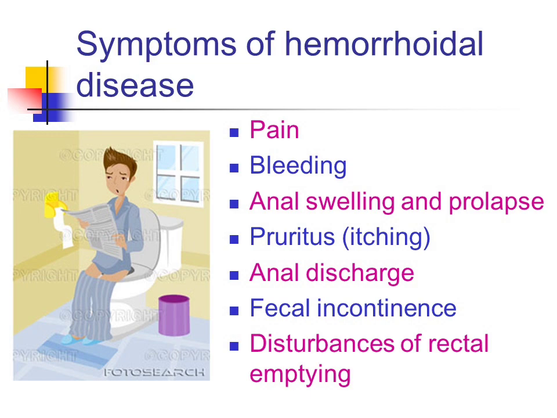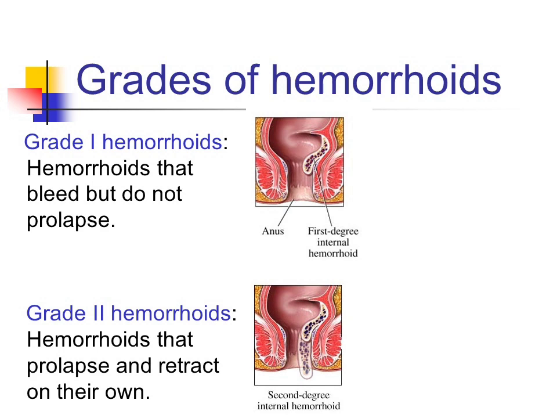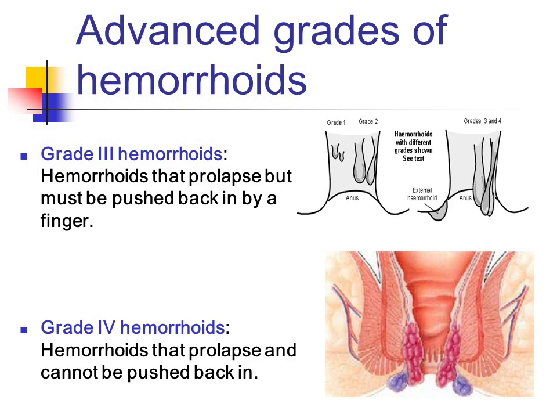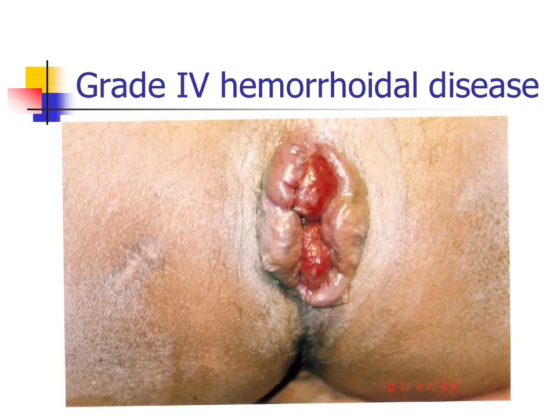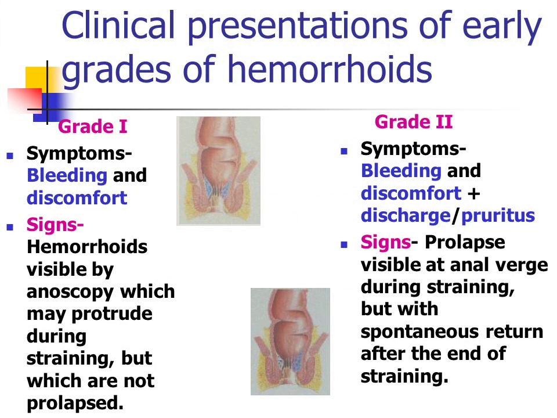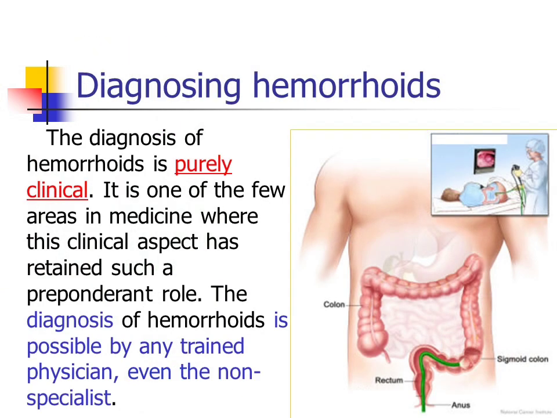Symptoms include pain, bleeding, anal swelling, pruritus, anal discharge, and disturbance of rectal emptying. Grades 1 and 2 do not prolapse but bleed. Grade 3 prolapses. Grade 4 permanently remains outside the anus. So this is a grade 3 hemorrhoid, where three hemorrhoids can be seen projecting at the anal verge. This is grade 4, where you can see the external component along with the prolapsed hemorrhoids. Symptoms of grades 1 and 2 are bleeding and discomfort, while grades 3 and 4 have prolapse, discharge, and soiling.